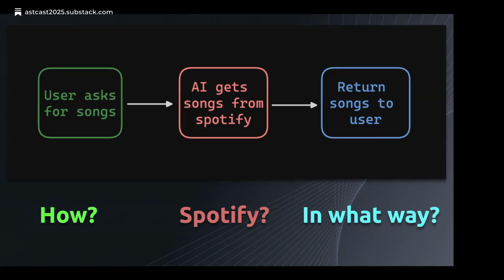How does the AI get access to Spotify? If you ask ChatGPT right now, give me songs from Taylor Swift, it will do its best, but I want it from Spotify. It will say, I can't do that, because it doesn't have access to Spotify. And then return the songs to the user. Cool, like is this just like a playlist you're creating for them?